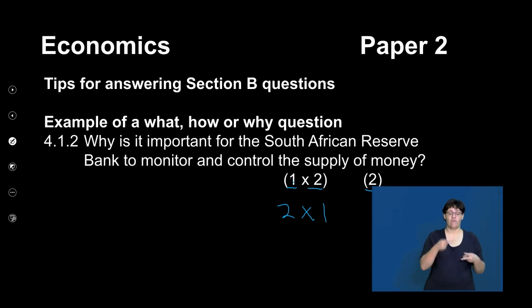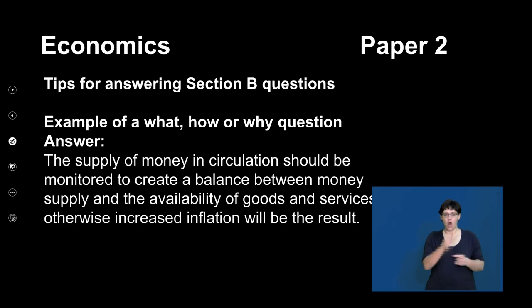But if, for example, in this question, it says 1 times 2, so you need to give 1 point times 2 marks, you earn your 2 marks there. Why is it important for the South African Reserve Bank to monitor and to control the supply of money? Right? Let's look at the solution, boys and girls. Now, remember I said this should be answered in full sentences, and you need to show the link to your solution. So here is the answer.